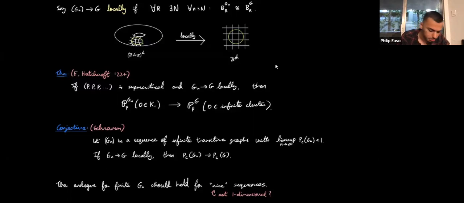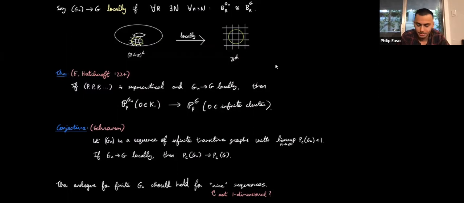This is related to a well-known conjecture of Schramm called Schramm's locality conjecture, which is phrased for infinite transitive graphs. It says that if you have a sequence of infinite transitive graphs that converges locally, and you have the additional hypothesis that the lim sup of the PCs is bounded away from 1, which turns out to be equivalent to just requiring every PC to be less than 1 because of more recent work, then the percolation thresholds converge as well. So the percolation threshold is determined by the local geometry of the graph.